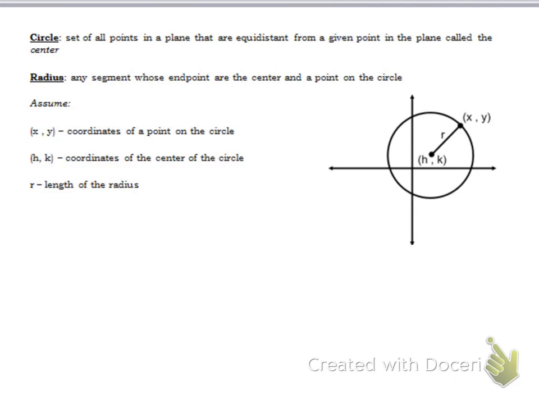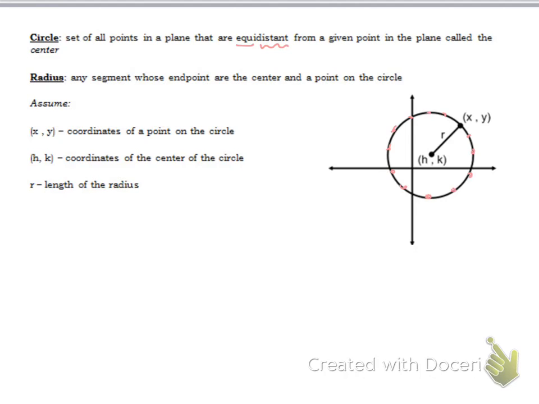Okay. So our circle is a set of all points in a plane that are equidistant from a given point in the plane called the center. So we have the center of our circle, and to make a circle, we have all these points that are equal distance to the outside. That's what makes up our circle. So we actually have billions of points out here away from the center that are equal distance apart. That makes us our circle.